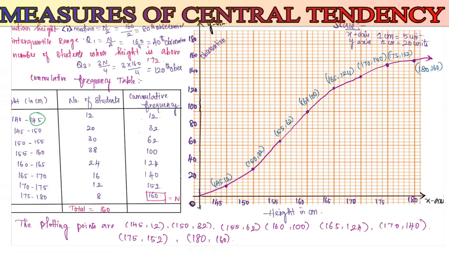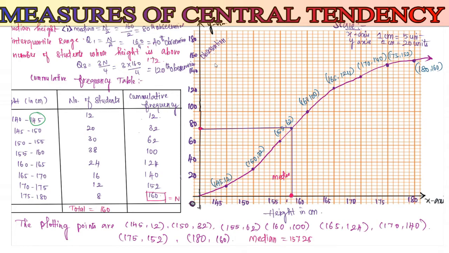Now listen carefully. Here we need to draw the horizontal line from the y-axis at the 80th observation. From here we need to draw the perpendicular line to the x-axis. Now the value is 157.25. Median is equal to 157.25. So this is the median.